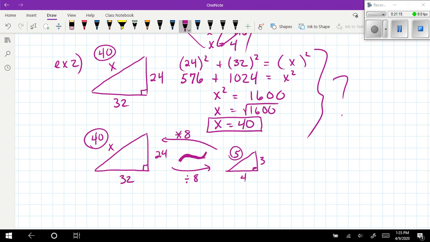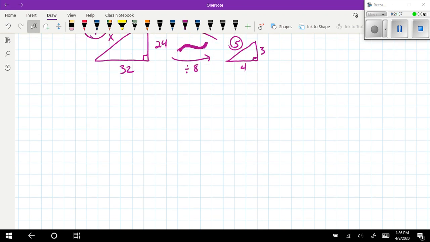As a matter of fact, there's no way that I listed under my 3, 4, 5 Pythagorean triplets above the 24, 32, 40. But it certainly would have been in that list. Okay, this is the symbol for similar. These triangles are similar, and therefore their sides are proportional. Alrighty, let's go ahead to example 3 and see what we have here.